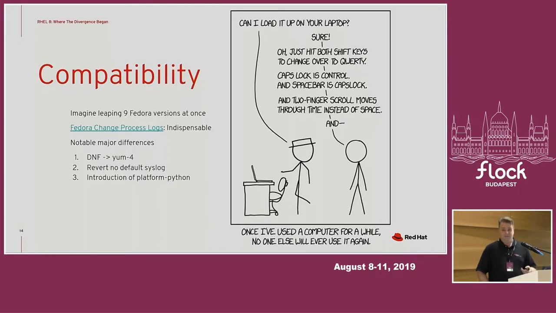There were other just minor things that happened in RHEL 7 that we had to revert, like no default syslog. That made a lot of sense for Fedora, didn't make sense for us. It's because of existing customer expectation. And then finally, we added this thing called platform Python. So Python 2 is going to go away someday. We've known this for a while. Python 3 is pretty standard now. 3 or 4 years ago, it wasn't. And the challenge we had was we need to get everybody over to Python 3, but which Python 3? Python 2 is like, there's only one version of Python 2 anybody cares about.